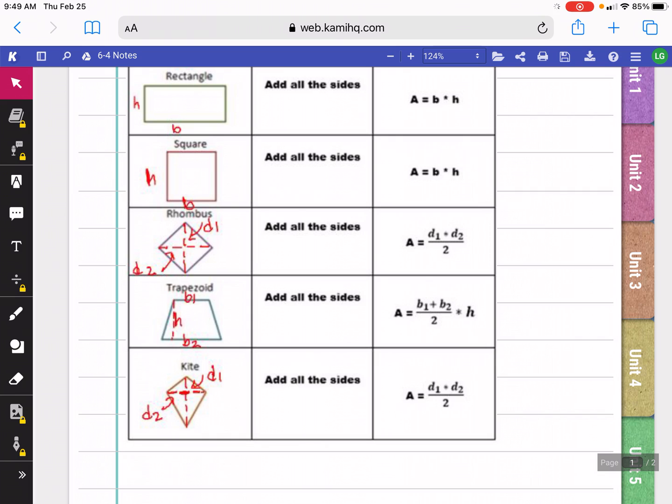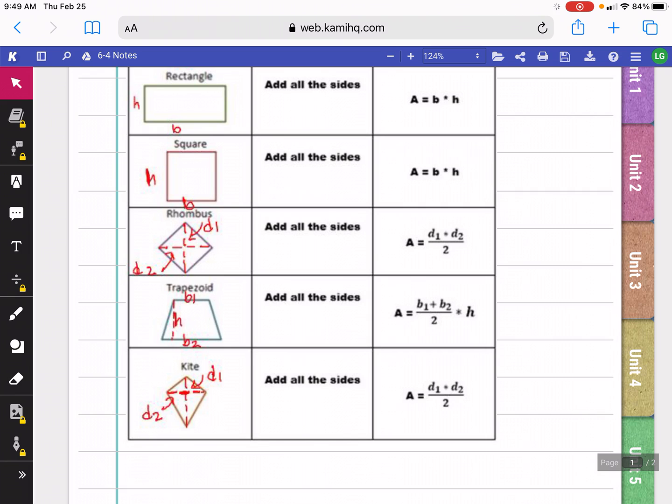Trapezoids is a little more steps. If you remember when we learned about trapezoids, we learned about something called the median. So with the median, you took the base 1 plus base 2 and divided by 2. Now to get the area of a trapezoid, you're actually doing the median times the height. So you're doing base 1 plus base 2 divided by 2, and then multiplying that times the height of that trapezoid.